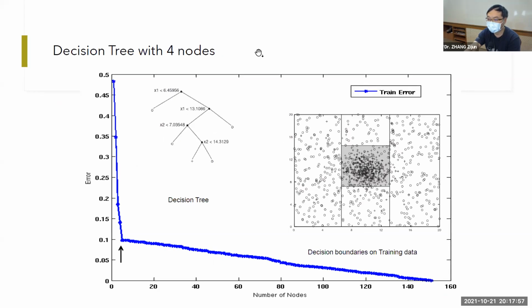So here, this place, if we cut it here, that means a decision tree with 4 nodes. And the decision boundary is like this. We have 4 decision boundaries. 1, 2, 3, 4. Okay.